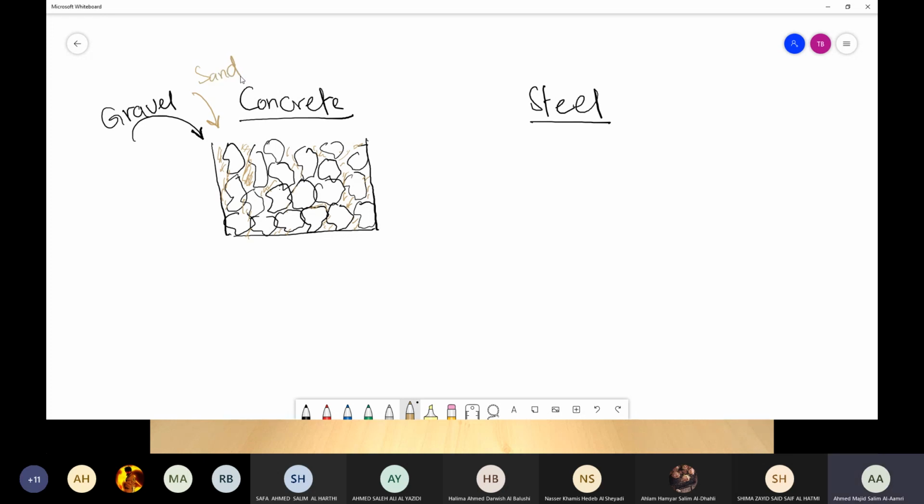Now if I bring a stone and sand, can they be glued together? If I bring a stone or a gravel and sand, will they stick together, or do I need another material to stick them together? Bind them by cement.